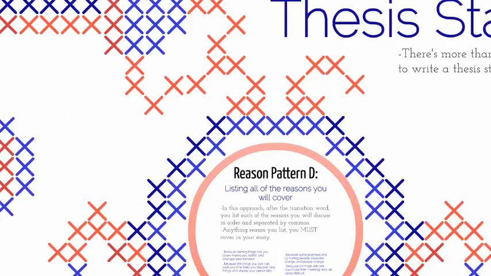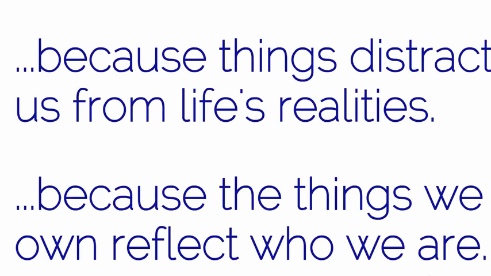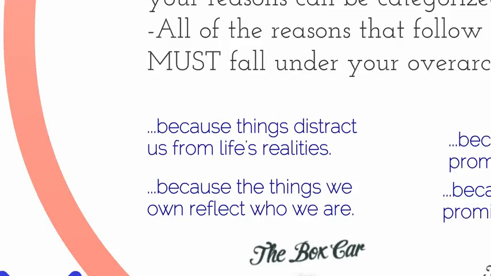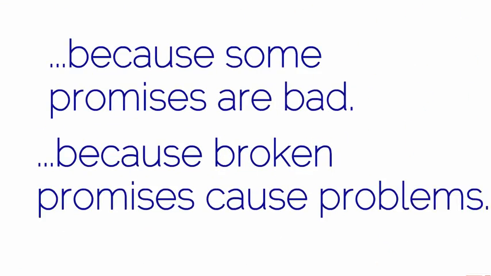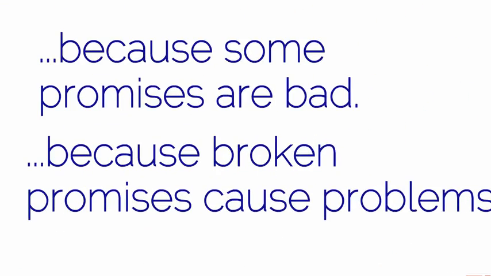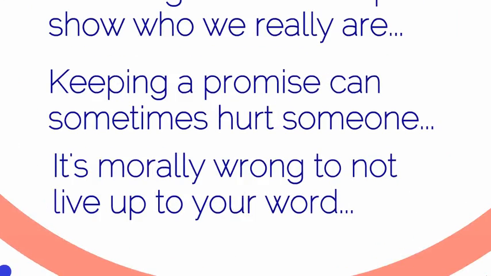Or we could look at pattern B and pattern C. Owning things makes us lose ourselves. Because things distract us from life's realities. Then you could do pattern A and pattern C. It is okay to break a promise. Because some promises are bad. There's a good thesis. You could also team up pattern B and pattern D.